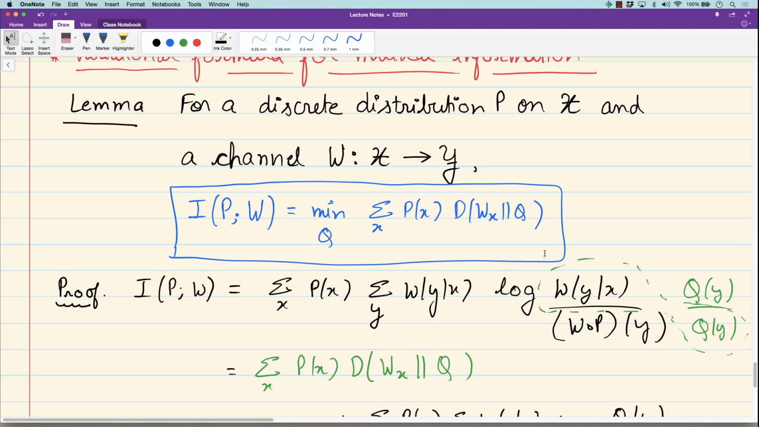In the next video, what I'll do is cover various applications of these formulae that we have derived.